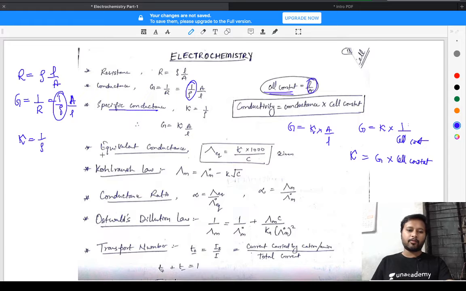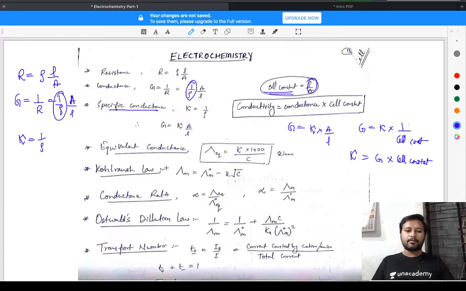Now the next formula is equivalent conductance, which tells you how much electric current is being transferred by 1 gram equivalent of the solute, or 1 gram equivalent of the solution. That's what equivalent conductance tells you. It has a formula kappa into 1000 upon C, where C is the concentration.